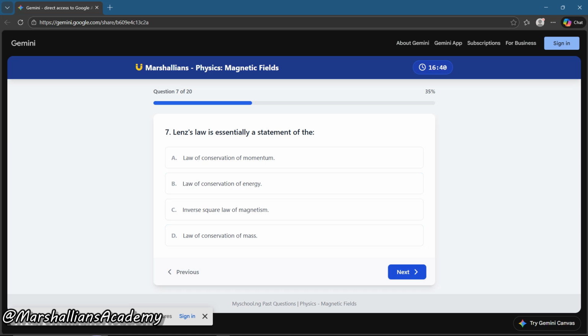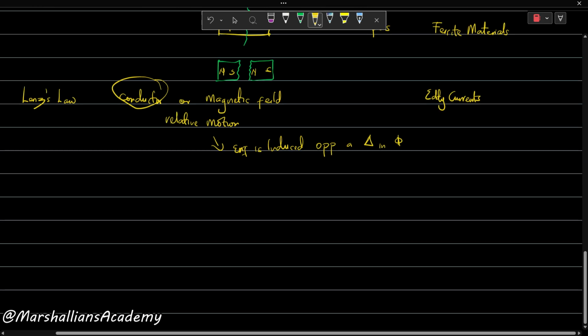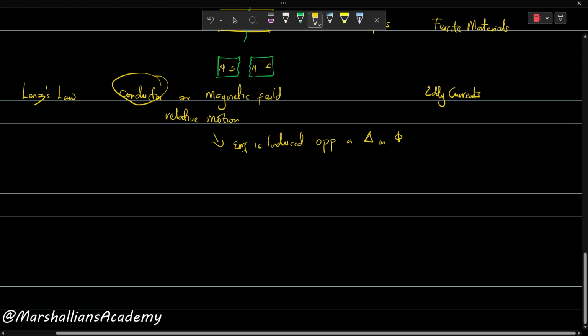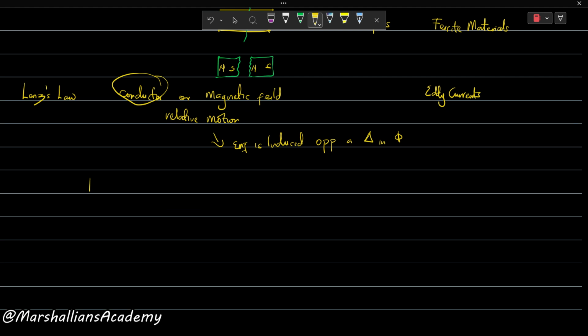Lenz's law is essentially a statement of the law of conservation of energy. Do we remember the law of conservation of energy? It made us know that in a closed system, and the word here is closed system, what is a closed system? A system that doesn't interact with the environment. It doesn't lose energy to the environment.